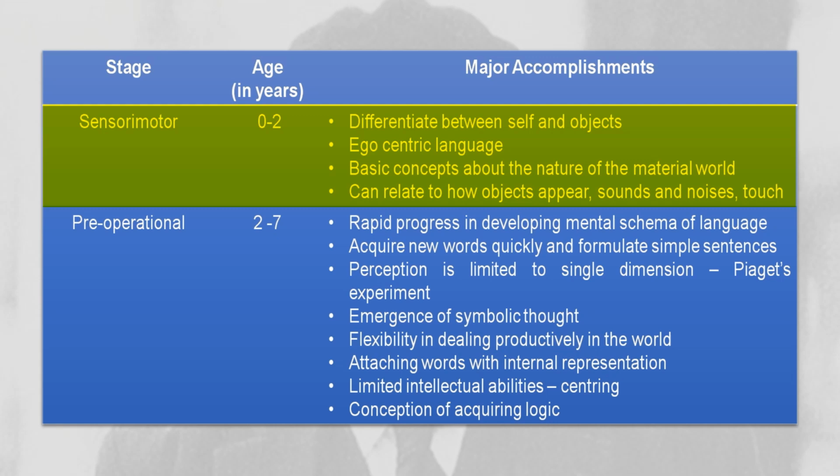In this period, children's language is egocentric. They talk either to themselves or associate with anyone in the vicinity. Children see things primarily from their perspective. The child forms his basic concepts about the nature of the material world. He begins to understand from his environment that objects appear, disappear, and reappear in different ways from different angles, in dark and in light, in different colors. He also relates to how things appear or look, the sounds and noises around him, and the different touch of every other object. In this stage, essentially, children see things merely from their perspective.